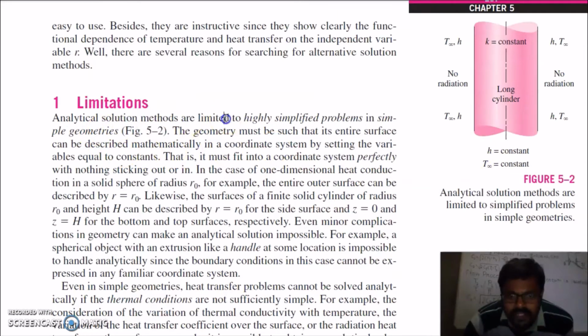Analytical solution methods are limited to highly simplified problems in simple geometries. The geometry must be such that its entire surface can be described mathematically in a coordinate system by setting the variables equal to constants. That is, it must fit into the coordinate system perfectly with nothing sticking out of it. In the case of one-dimensional heat conduction in a solid sphere of radius r0, for example, the entire outer surface can be described by just one parameter, that is r0.